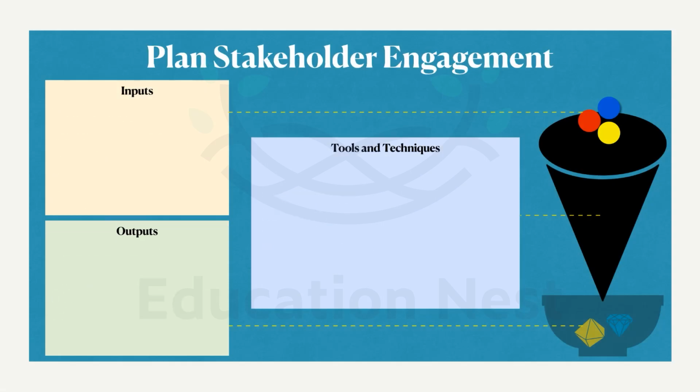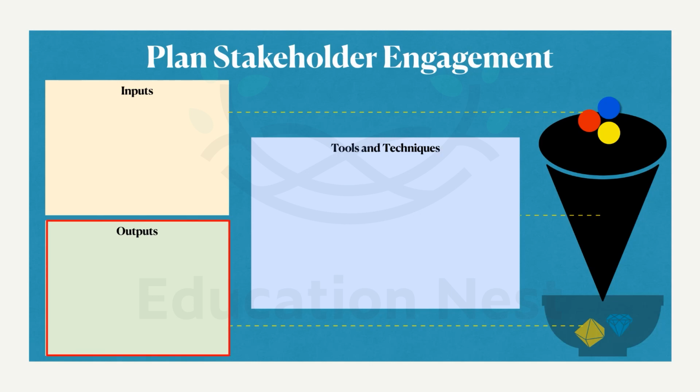Let's move to the next process, the planning of stakeholder engagement. This is all about creating an action plan about how to interact with the stakeholders, how effectively we interact, how efficiently we interact, etc. This is usually done at the beginning of the project and also updated at certain intervals. So let's have a quick look at the outputs.